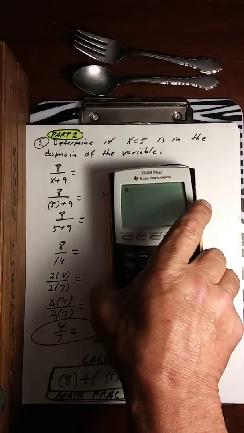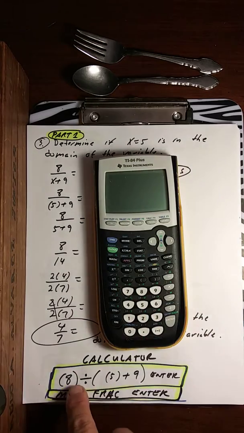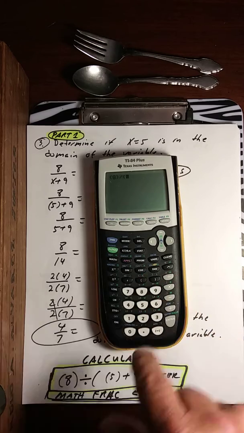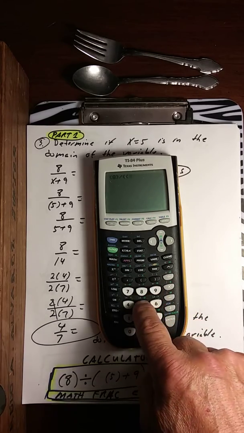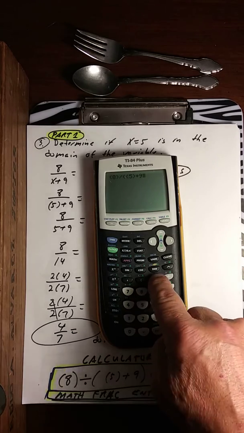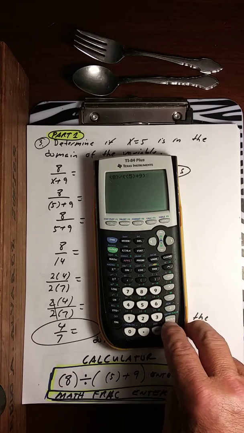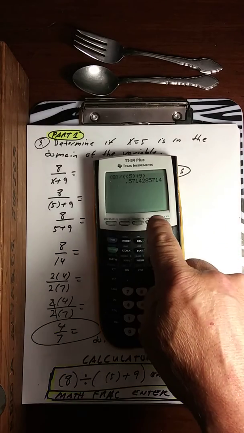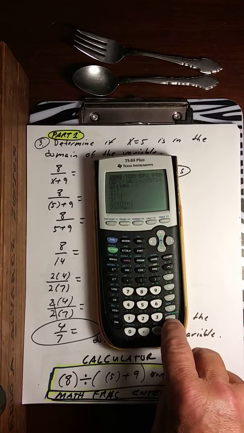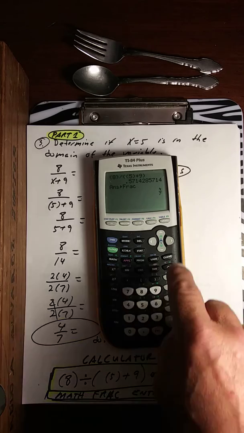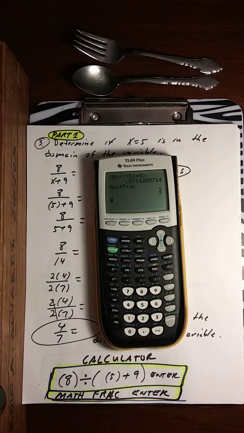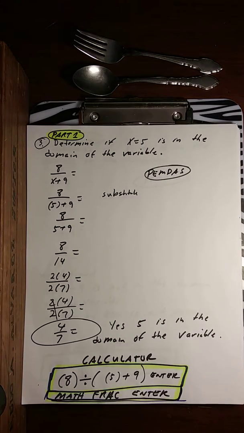Alright, so we're going to have to do 8. So parentheses 8 divided by parentheses, another parentheses, 5, and then plus 9, and then close it. So then what we have there, now when you enter, you're going to get some decimal number. We can change it. Watch. Math. Fraction is already there. Hit that and enter again one more time. And it's going to rewrite it as 4 over 7. See the 4 over 7? There it is. Okay. Next question.